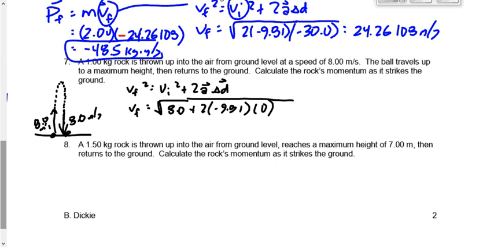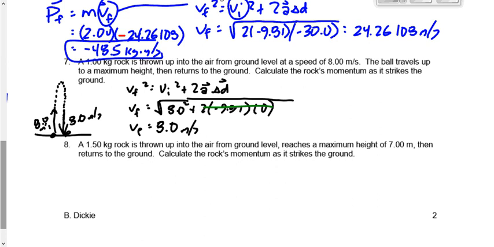What's 2 times 9.81 times 0? I know you guys are smart. You know how I know you guys are smart? Nobody pulled out their calculator there to multiply 2 times 9.81 times 0. Everybody knew that anything times 0 is 0. So this should be VF is the square root of 8 squared. What's the square root of 8 squared? 8. So whether you use the logic that I used initially or whether you actually calculate it, VF is going to be 8 meters per second.